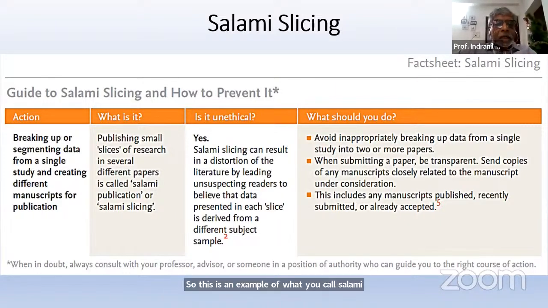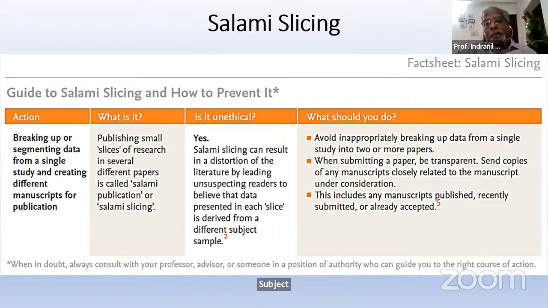Salami slicing can result in a distortion of the literature by leading unsuspecting readers to believe that data presented in each slice is derived from a different subject sample. Well, it is not. There was only one data source, but you have made it look like there are different data sources which have led to these different results.